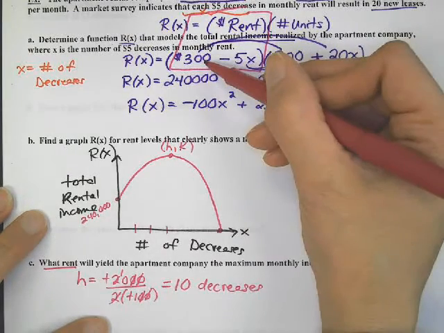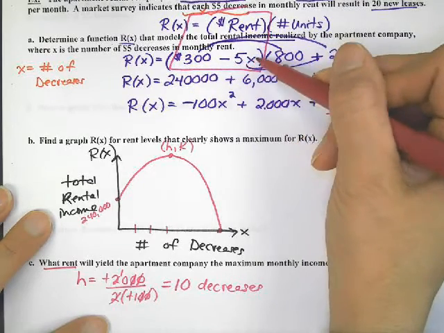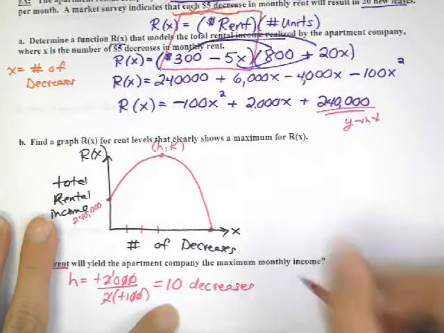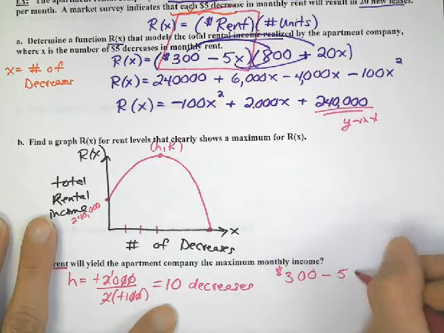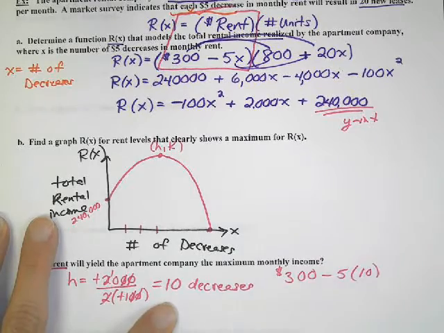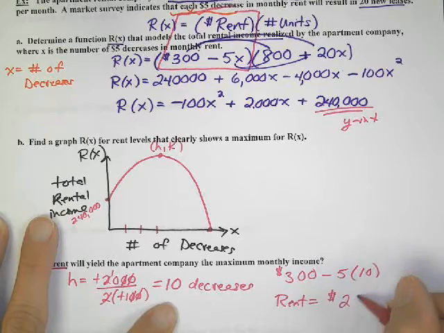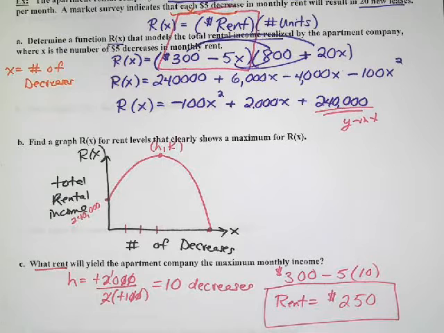So I know rent was 300. But I have to subtract 5 x's, 5 times the number of decreases, which is 10. So let's do $300 minus 5 times 10 decreases. So that means that rent is going to be how much money? $250. I probably should have made that number be way higher for rent, more realistic, but then way harder calculation. So not realistic, but at least it was more doable this way, right?